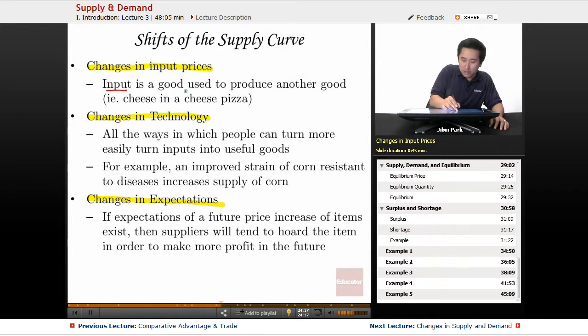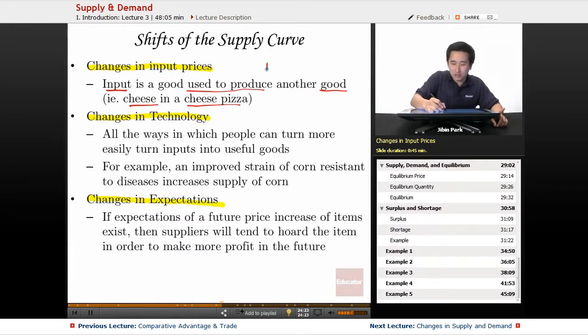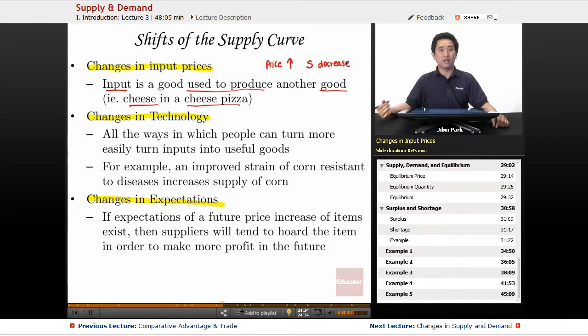So ingredients would be another way of phrasing it for food items here. So an input is a good used to produce another good. So for example, cheese and cheese pizza. So if the price of cheese goes up, then the supply is going to decrease. Conversely, if the price of cheese goes down, then the supply increases. So if the price of an input increases, then that's bad for the supplier because you make less profit. If the price of cheese decreases, that's good because there's more profit potential.